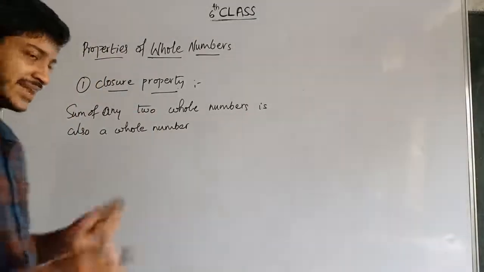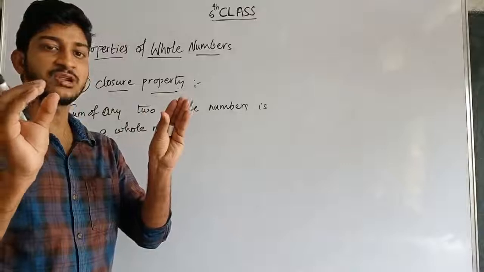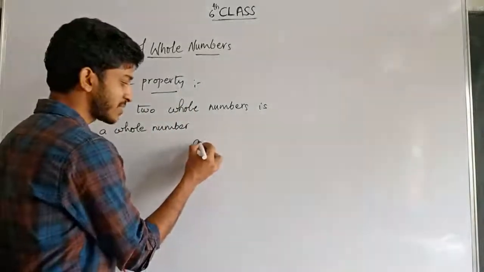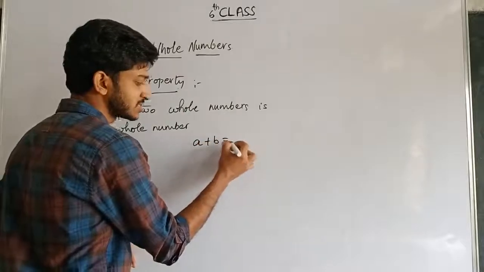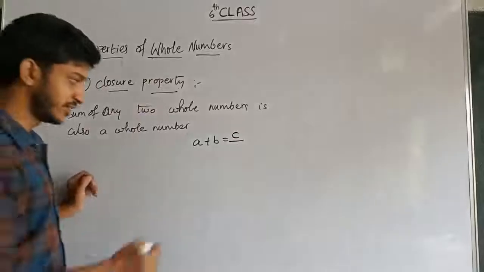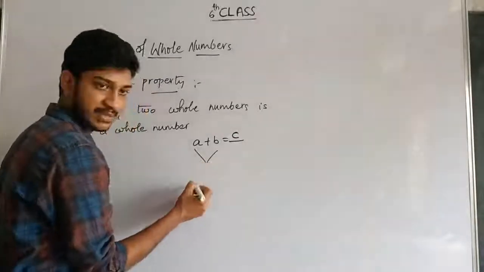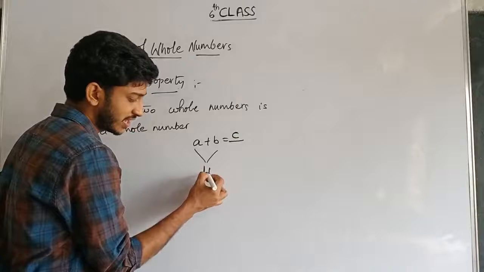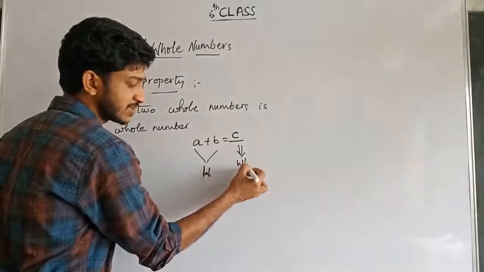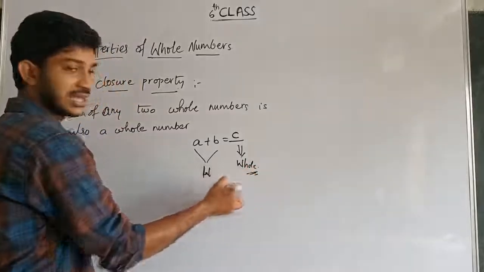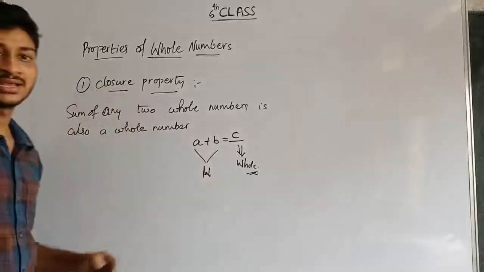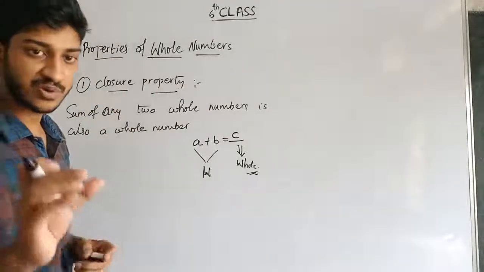Whenever we add two whole numbers, we get a sum as the answer. I am adding two numbers, a plus b is equal to some answer, and I take that answer as c. If a and b are whole numbers, then this answer must also be a whole number. Then only this satisfies the closure property under addition.